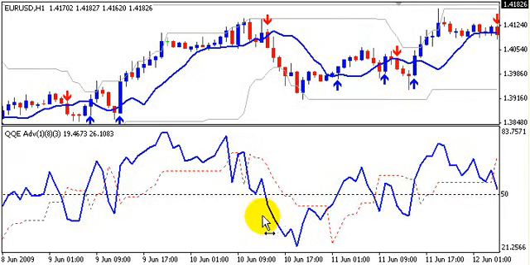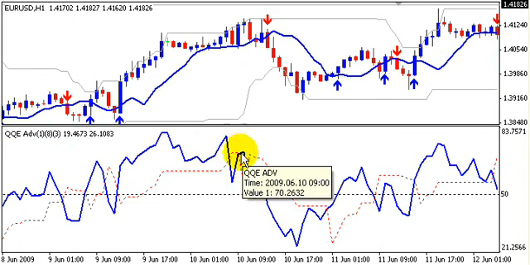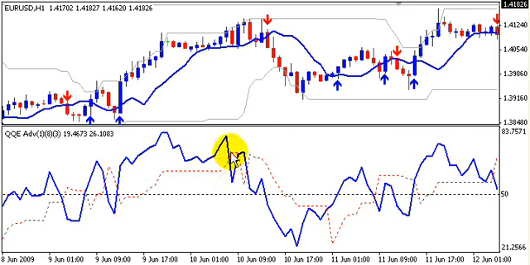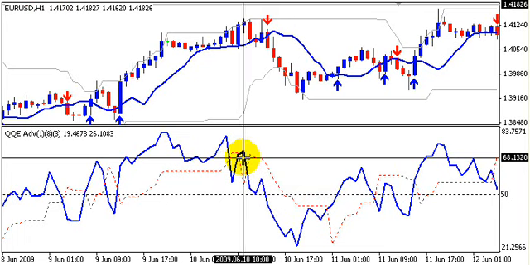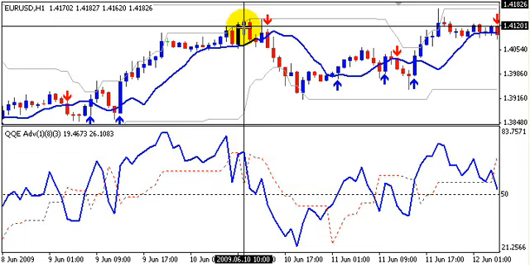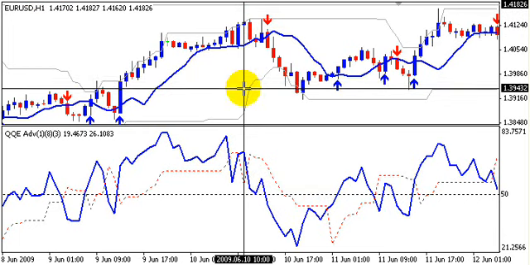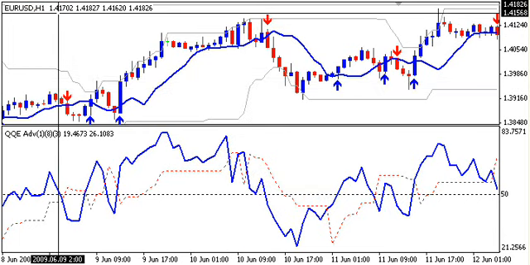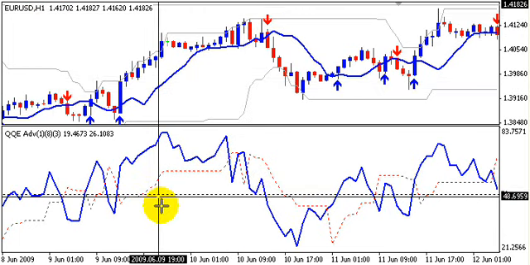Here is a stale signal to go long again. All the action is above the 50 line. We get this move below the signal and then back above the signal. Take a look at this again with the crosshairs. This was on this little spinning top right here. This again was the very top of the move. So we don't take that one.